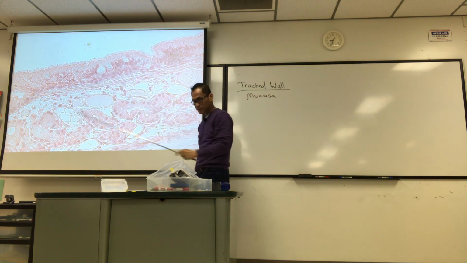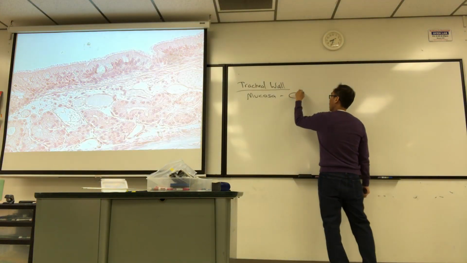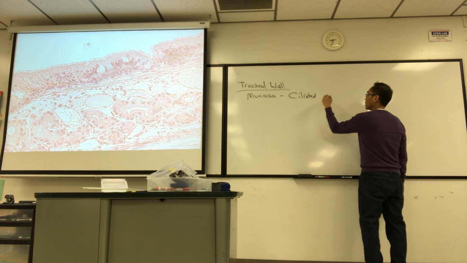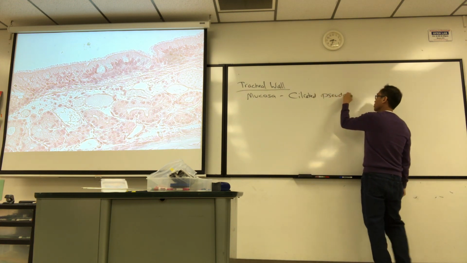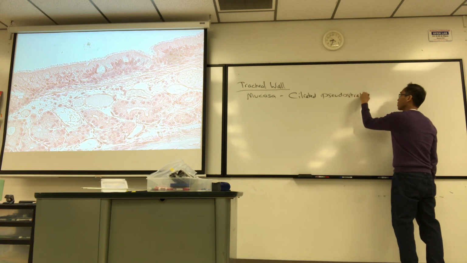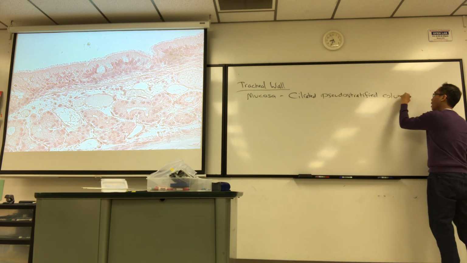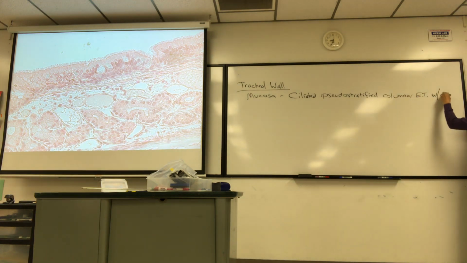So that epithelium is a ciliated, pseudostratified columnar ET. Ciliated. Pseudostratified columnar ET with goblet cells. The goblet cells help make it a mucous membrane.